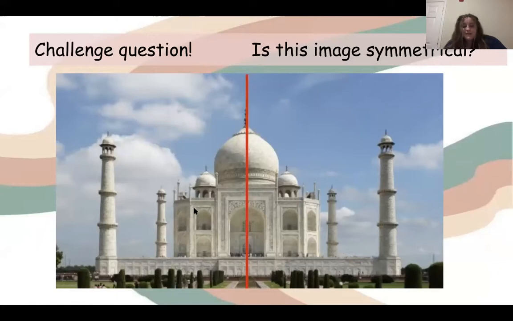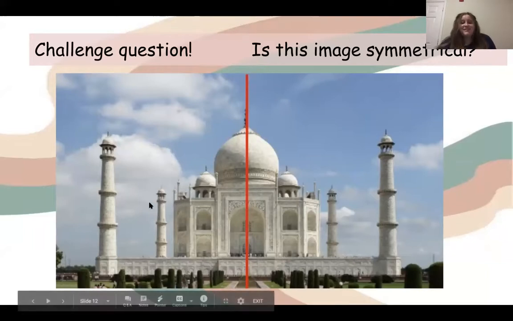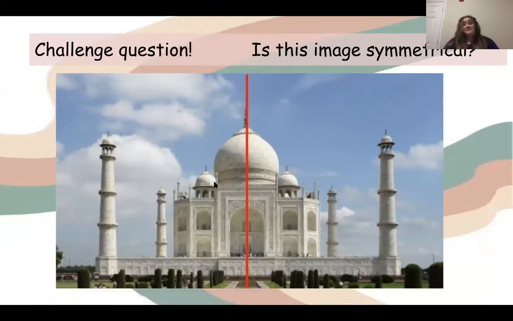All right. Callie, you had your hand up? Oh, it's symmetrical. It is symmetrical. What do you think, Jackson? Do you think that this building is symmetrical? You do? It is. You guys are so correct.